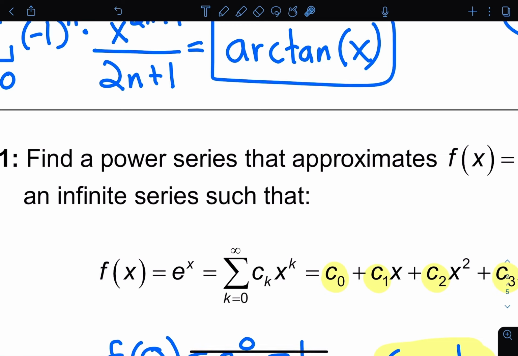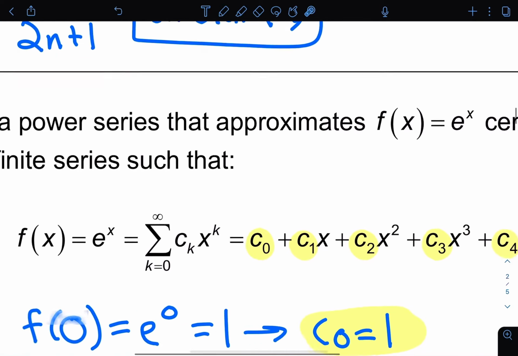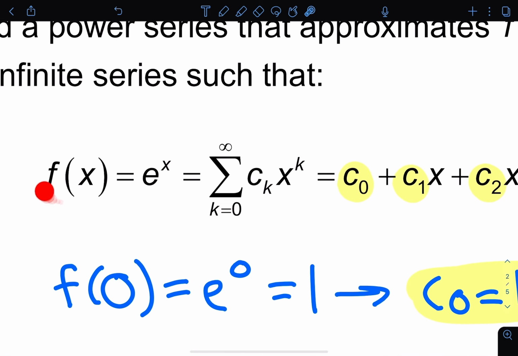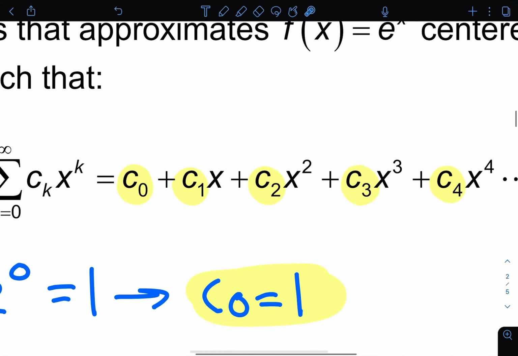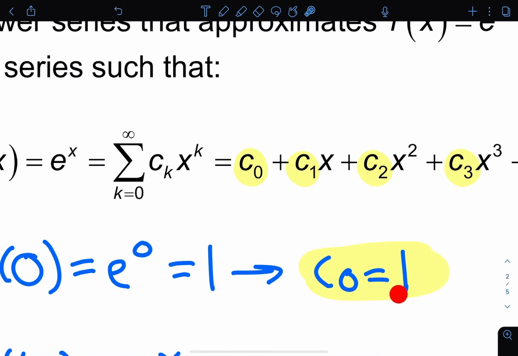Okay, so the first one we're going to find, c sub 0, is the only term that doesn't have an x in it. So I can get rid of the rest of these terms if I let x be 0. If I do f of 0, I get e to the 0, which is 1, which will drop all of these terms with an x, and so I would get just that c sub 0 is 1. So the very first coefficient is a 1.